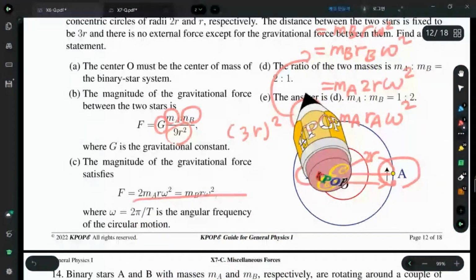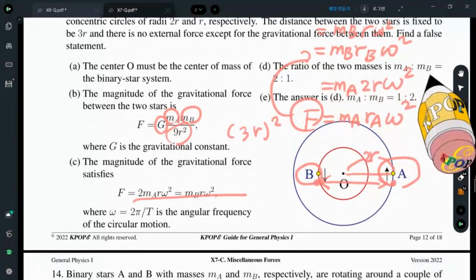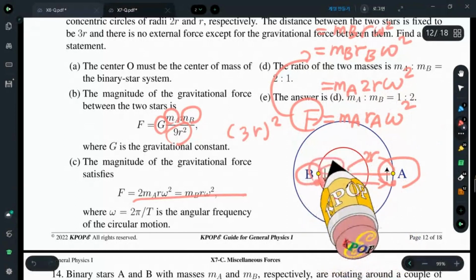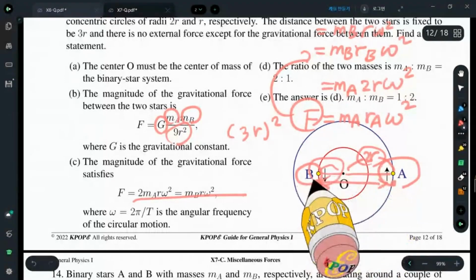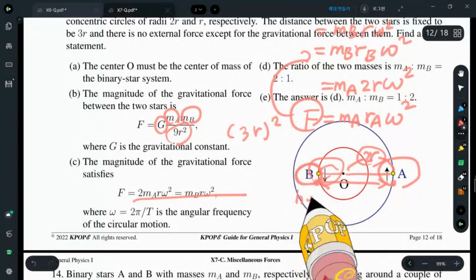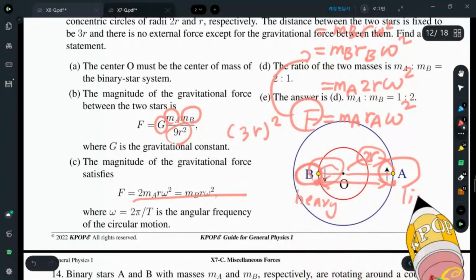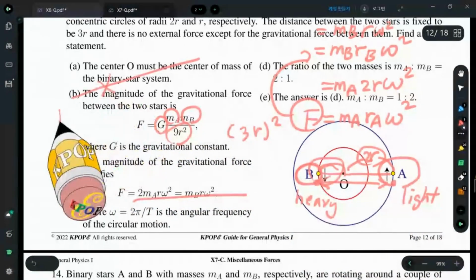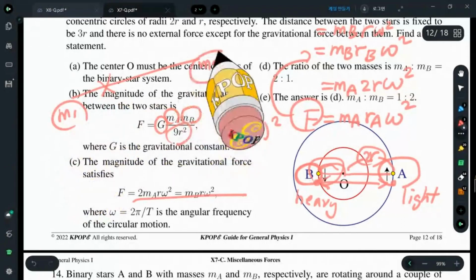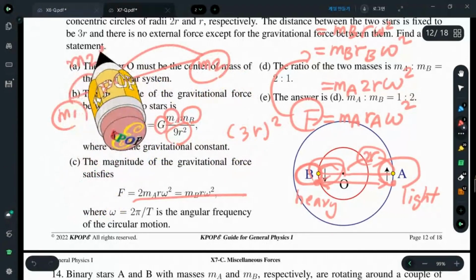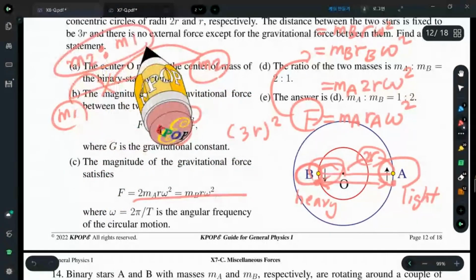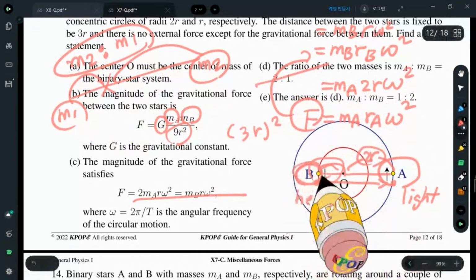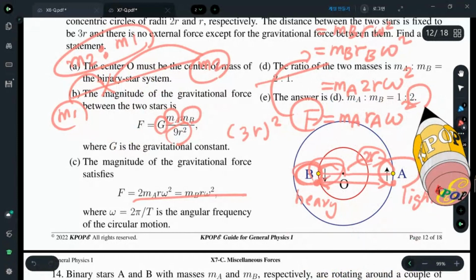That's fine. The ratio of the two masses is m_A and m_B. Because the radius, this track shows this is a radius r and this is a radius 2r, this one is heavier and this light one. And we know the internal division of mass 1 and mass 2, the distance is m2 to m1. Okay, so this is wrong. This one is heavy, m_B is heavier by a factor of 2.